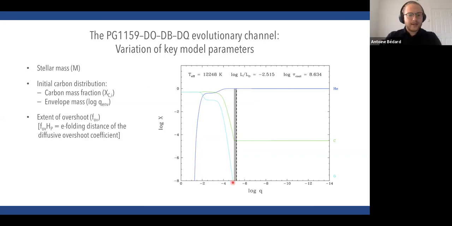And this is controlled by this parameter F_ov, which I mentioned briefly earlier. So just to give you an idea, the physical meaning of this parameter is that F times the pressure scale height gives the e-folding distance for the overshoot mixing coefficient. So F equals 0 means no overshoot, and F equals 1 means that overshoot mixing decays with an e-folding distance of 1 pressure scale height. So we have basically four parameters that we can vary and see what their effect is on the results.